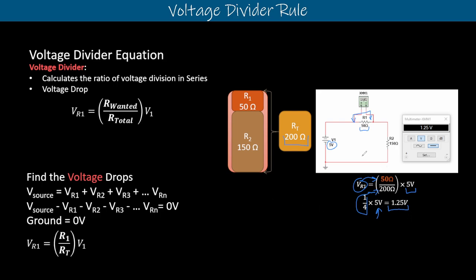We can do the same thing for our other resistor here. What if we actually wanted VR2? VR2 is equal to 150, that's our R2 value, divided by our total resistance of 200, that hasn't changed. We can multiply that by 5 volts, and we should get 3/4 of 5 volts, which is 3.75 volts. And that's what we expect for VR2.